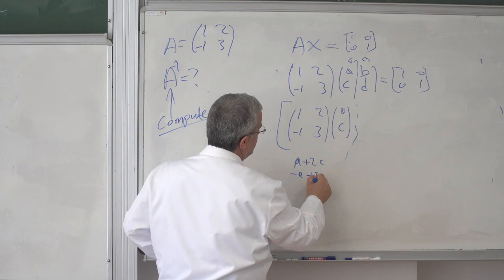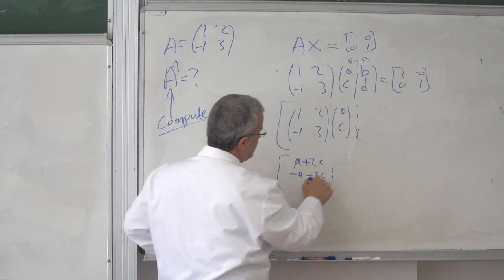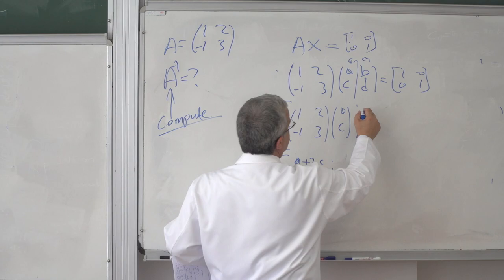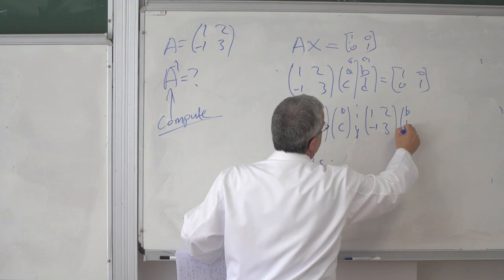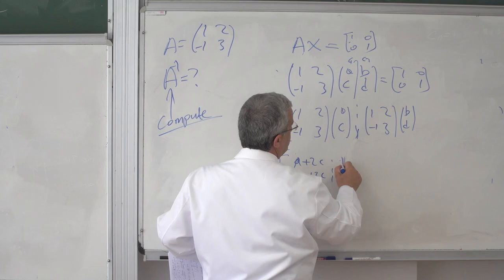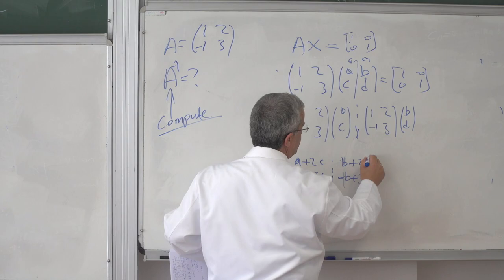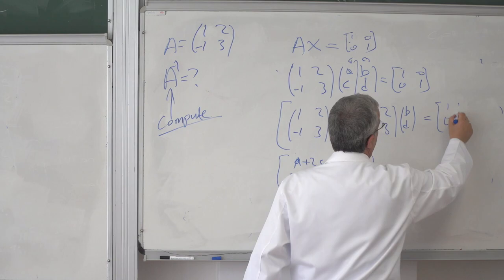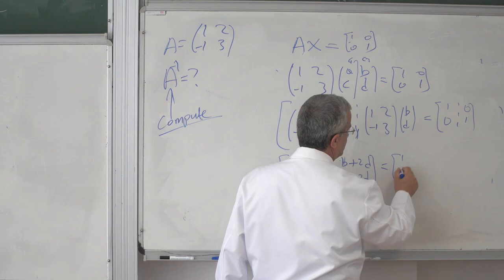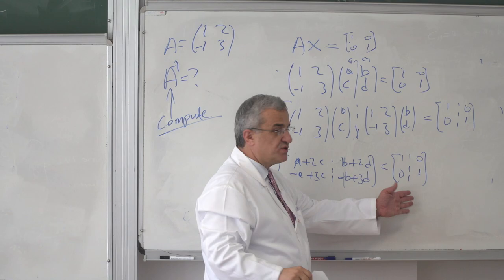So let's do this in parallel here. This is the first column of this multiplication. And here this one, 1, 2, minus 1, 3 times BD. And what will that be here? B plus 2D, minus B plus 3D, okay? And this is equal to 1, 0, 0, 1. Of course, this thing is just to make it easier for you to see. They don't have any other meaning there.